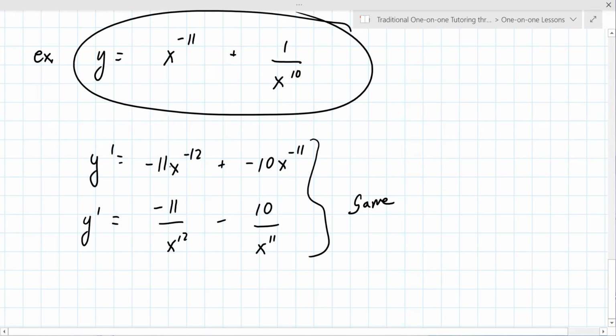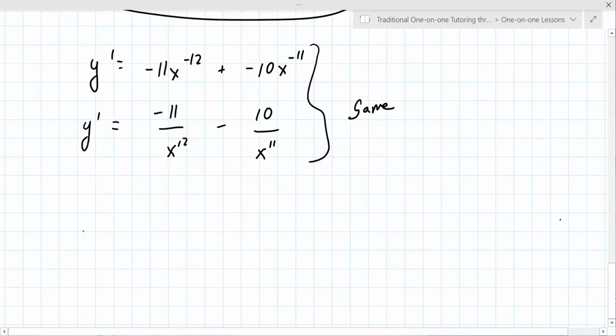You can write the -12 on the bottom as positive. You can write the -11 on the bottom as positive. And you've got to be able to see either one and use either one. Is that okay? All right.